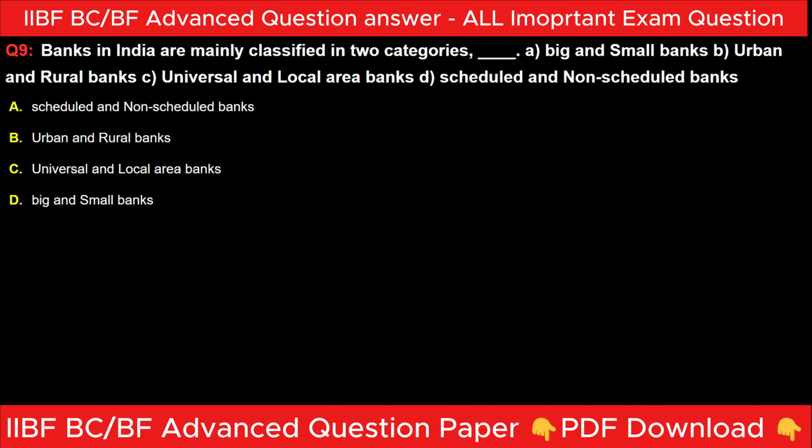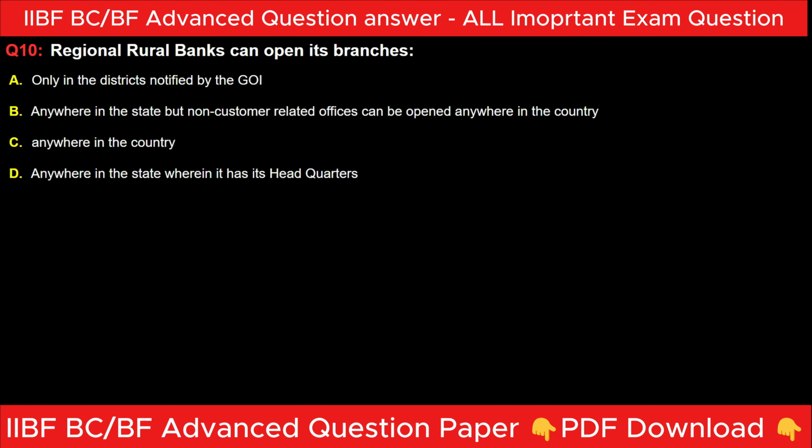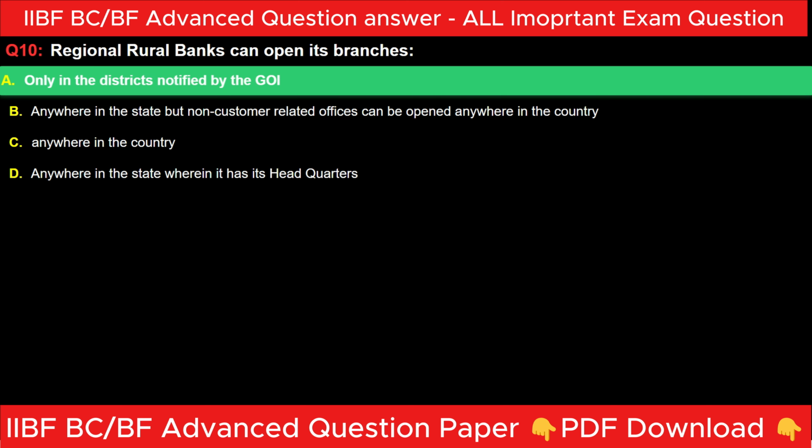A. Big and small banks. B. Urban and rural banks. C. Universal and local area banks. D. Scheduled and non-scheduled banks. Scheduled and non-scheduled banks. Regional rural banks can open its branches only in the districts notified by the GOI.